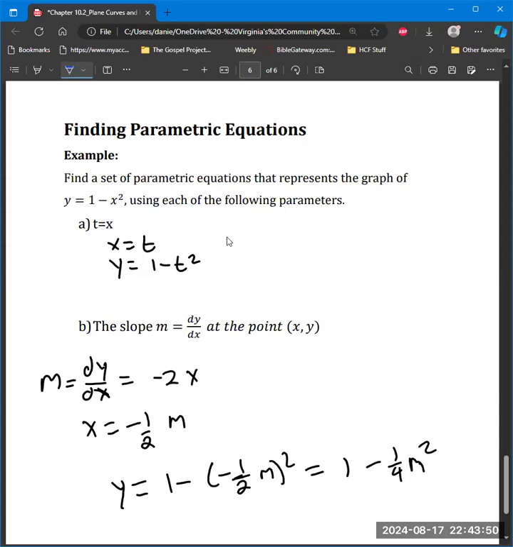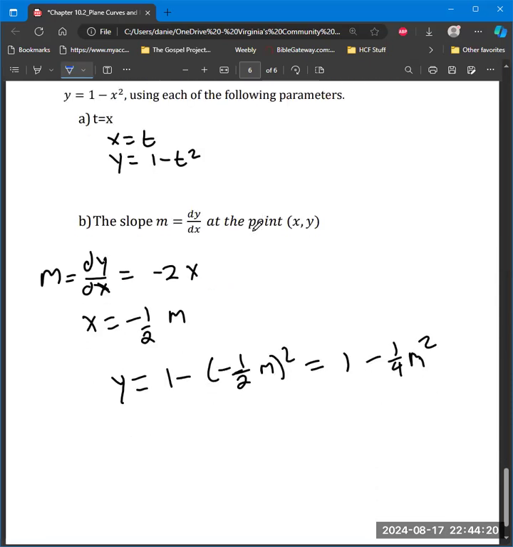So find the set of parametric equations that represents the graph of y equals 1 minus x squared using each of the following parameters. So let x be equal to t, or t be equal to x here. And we're going to replace the x's with t's and come up with the equation that x is equal to t and y is equal to 1 minus t squared. That's the easiest, simplest type of parameterization to do. If you already have y as a function of x, just make x equal to t and make y equal to f of t, or replace the x's with t's and you're done.